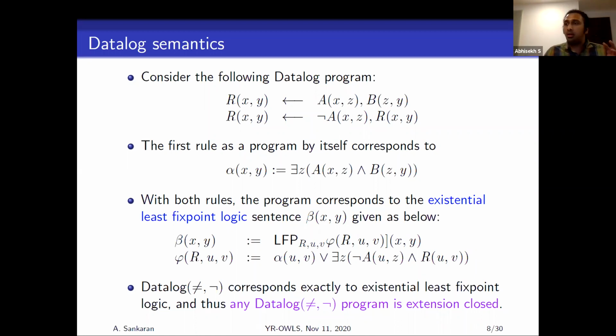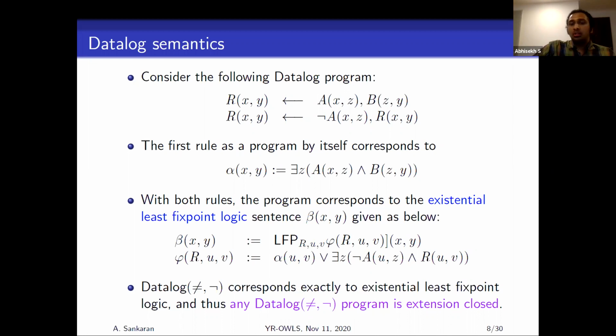So this whole recursion is packed into this Lindström quantifier LFP RUV phi. So that's an existential least fixed point logic sentence, and therefore every Datalog program corresponds to an existential least fixed point logic sentence, and the converse is also true. Given this correspondence between Datalog and existential least fixed point logic, and given the fact that any existential least fixed point logic sentence is extension closed, we have that any Datalog program is also extension closed.